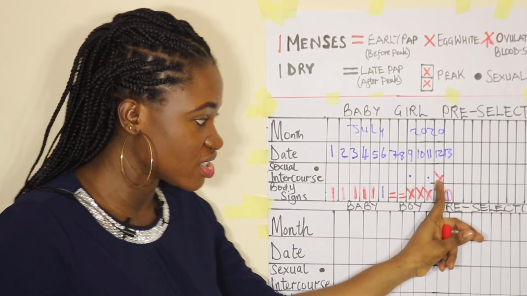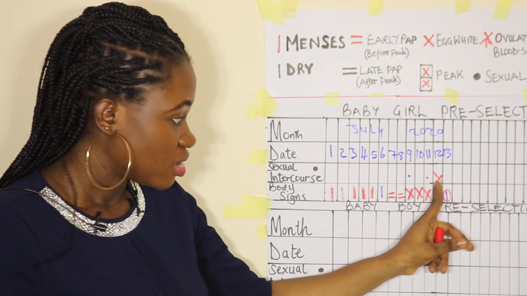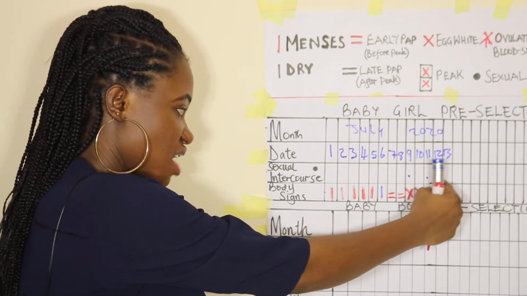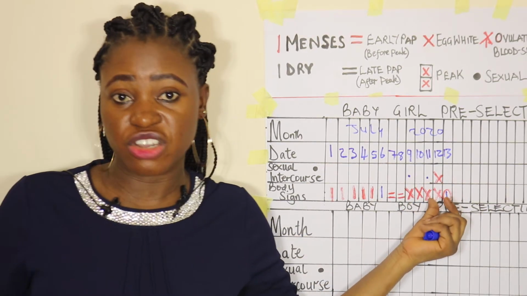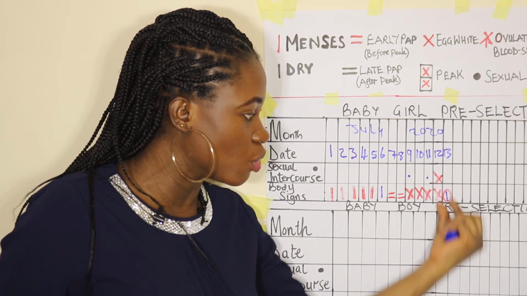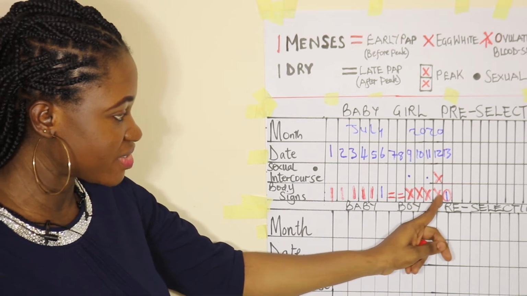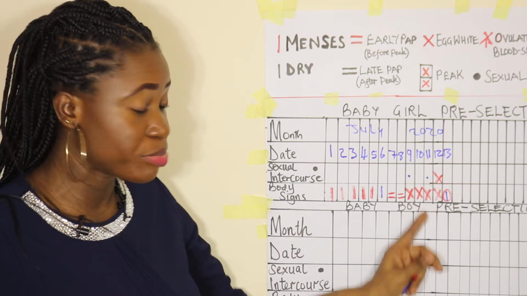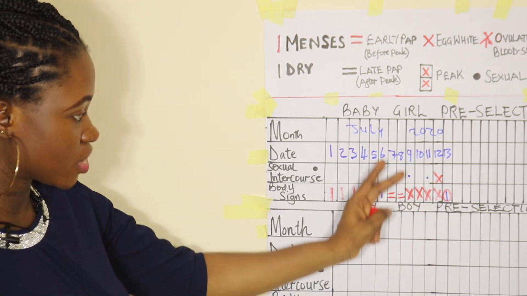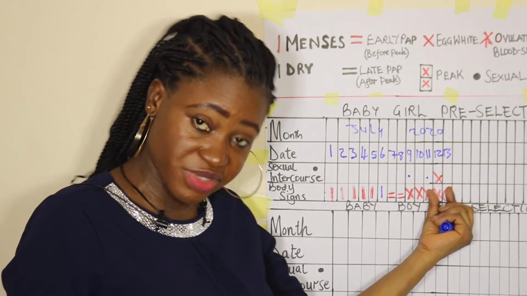So if you have sex on this day, the boy will just go straight and catch the egg while the girl is still sluggish here. So this day is a no-no for whoever is trying to select the sex. You are not supposed to have sex on the day of your ovulation, on your peak. That is why you have sex one day on, one day off, to observe.